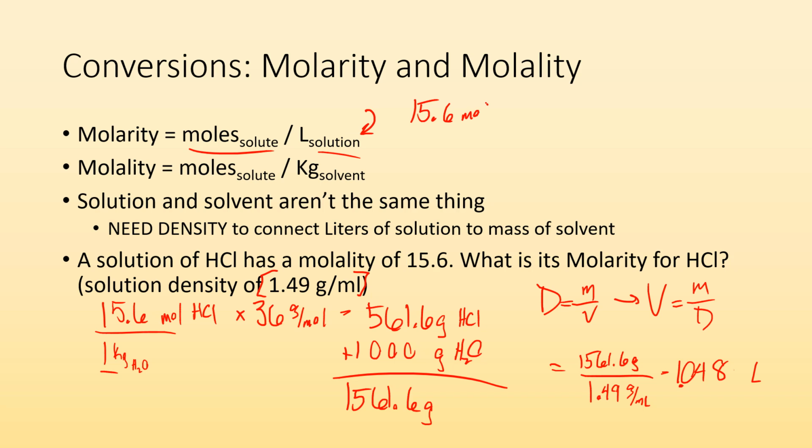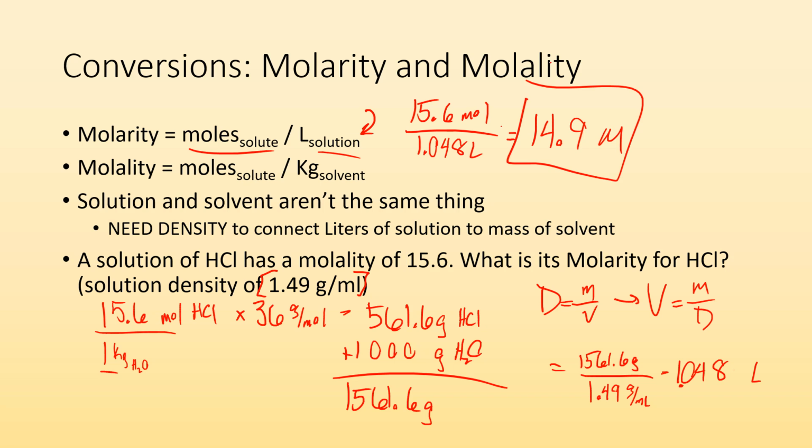So now I can go back to my molarity and go, all right, well, I assumed I had 15.6 moles of HCl, and I just found out that my volume would be 1.048 liters. So I plug and chug, and I get 14.9 molar as my final answer. So, converting. Break the unit down. What are they telling you? What do you know? Where do you need to get? And just figure out how to get from A to B. That's it. Hope you found it helpful.